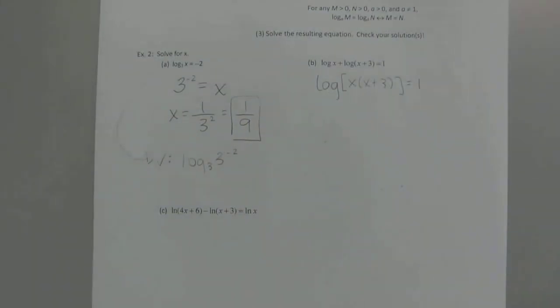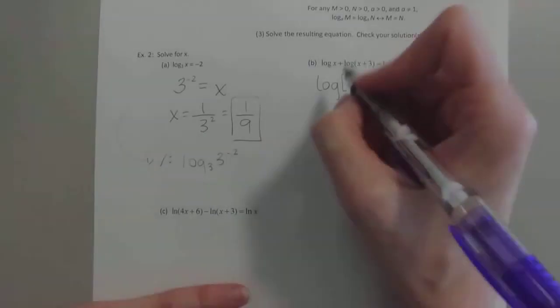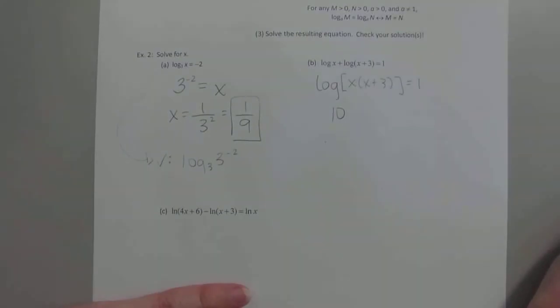Multiplication. Okay, so we're going to have log of x times x plus 3 equals 1. I took an expanded addition of 2 logs and condensed it to 1 log where it's multiplication. You're like, okay, how does that help me? Because if we condense it to 1 log, we can write it in exponential form. We can bust him out of the log.